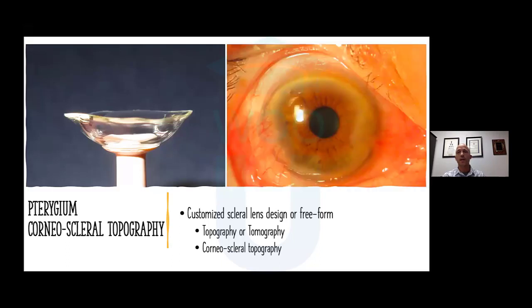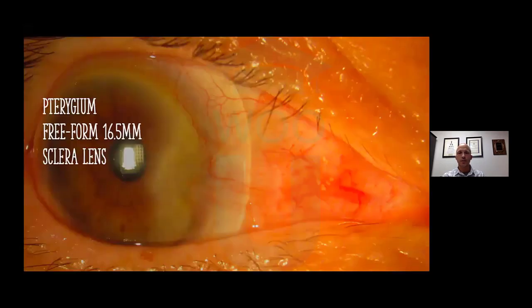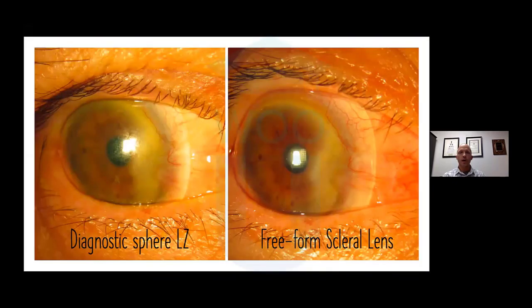This is the lens on the eye. Nice, even landing zone. The patient is successful, doing well. If we look a little more closely nasally, we can see that there's this nice vault over in that area. And we're really avoiding the impingement that we would normally get if we were just defaulting to a scleral lens with a spherical landing zone.